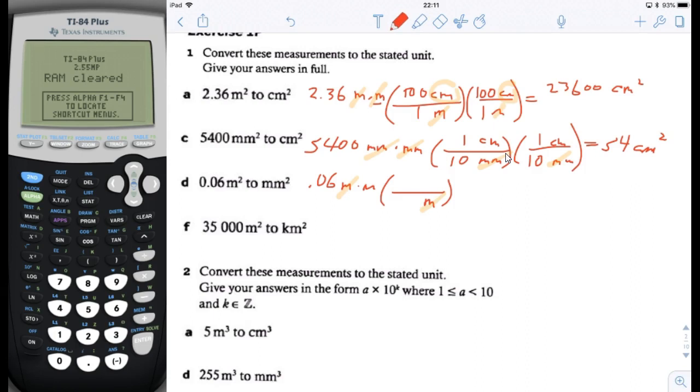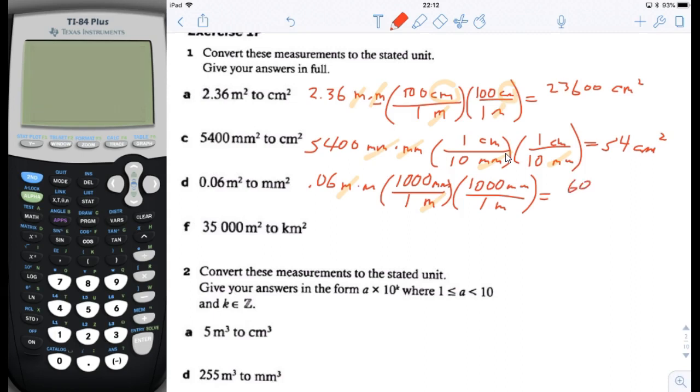Wait, I don't know the conversion between meters and millimeters. Well, maybe I do. Right, so if it's millimeters, there must be 1,000 millimeters in a meter. Okay, so let's do it that way first, and later I'll tell you a different way you can do it. So since it's millimeters, there's 1,000 millimeters in 1 meter, and I do that twice. Okay, because milli means 1/1000. Okay, and so I have 0.06 times 1,000 times 1,000, that would be, if you put it in the calculator, 60,000 millimeters squared. Let me cancel out that one too.